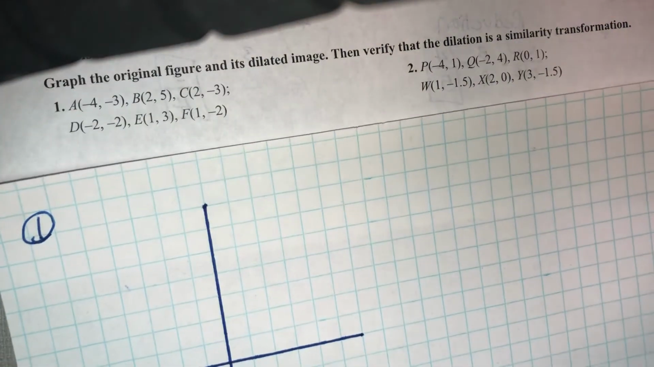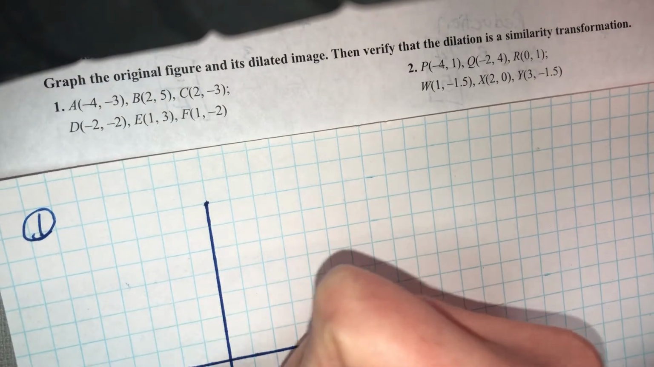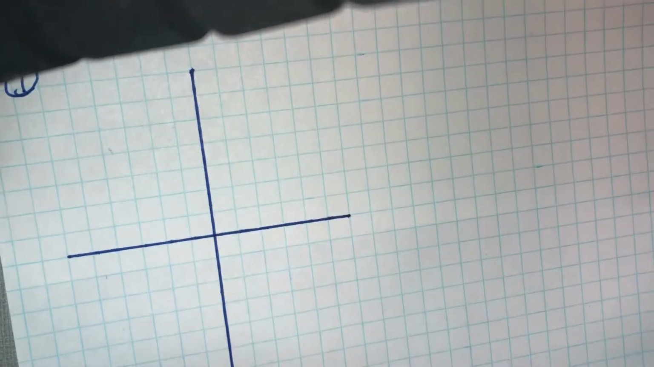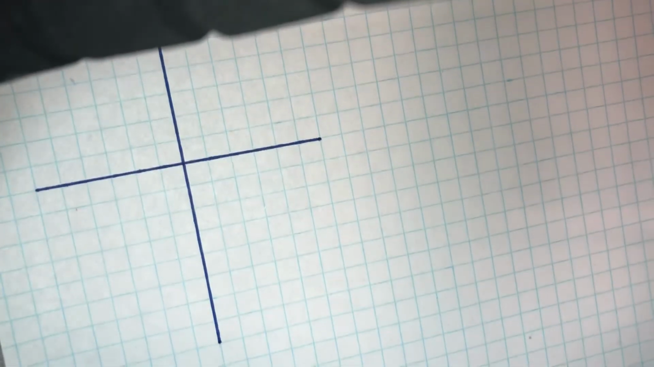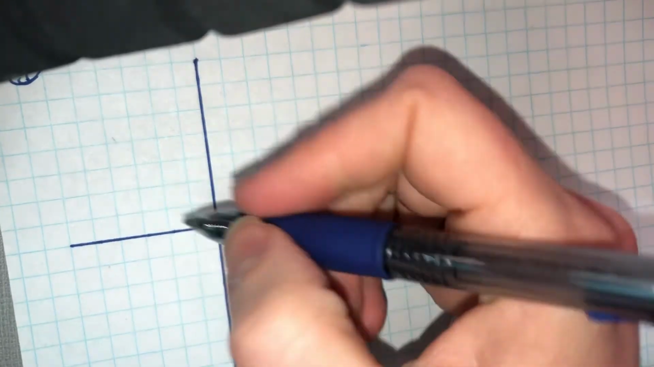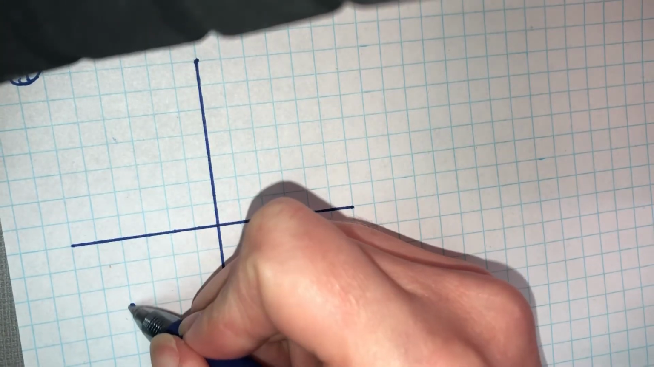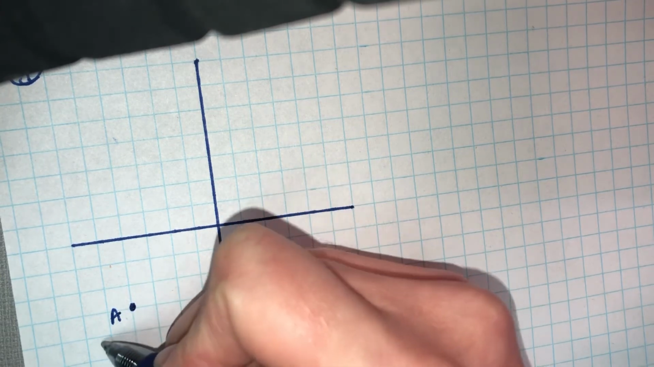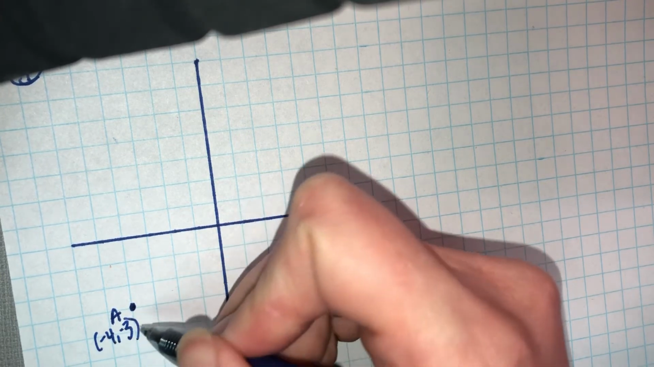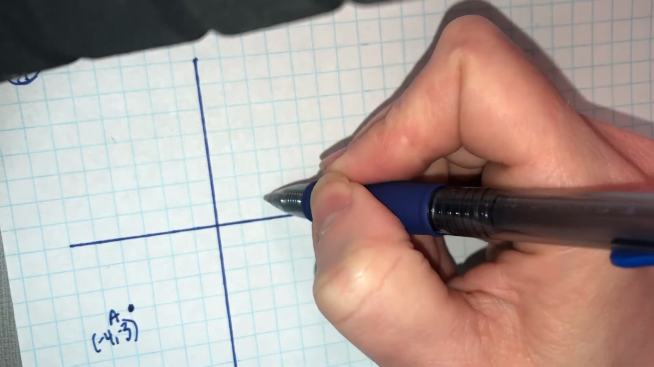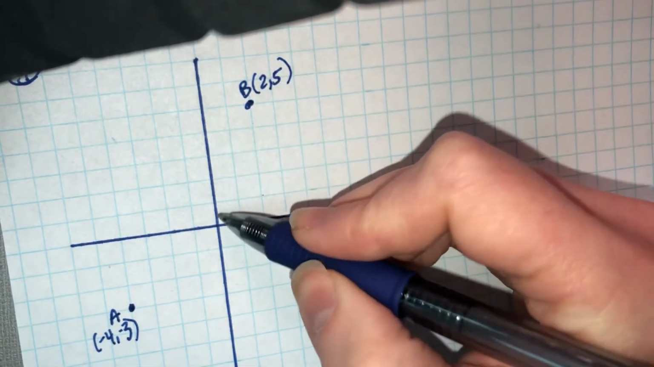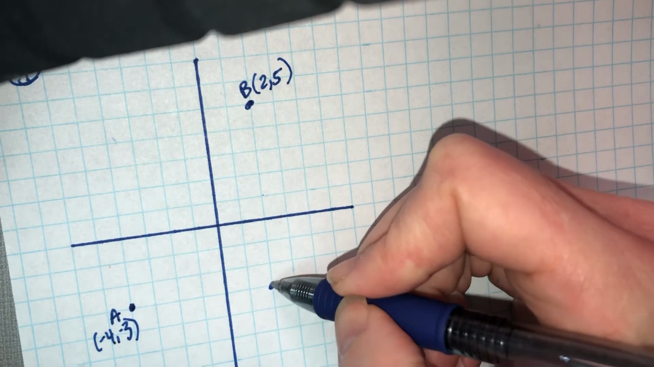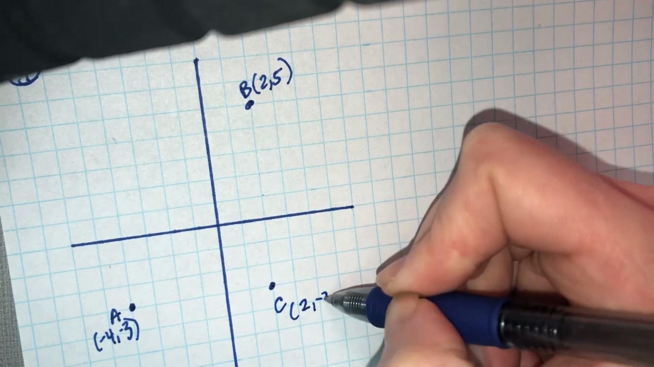Okay, so we're going to plot these points. A is at -4. I'm going to have to scoot this up. Let's see. The challenges of making videos, getting all the information on here. -4, -3. This is point A. B is at 2, 1, 2, 3, 4, 5. And C is at 2, -1, 2, 3. So this is my first triangle, ABC.